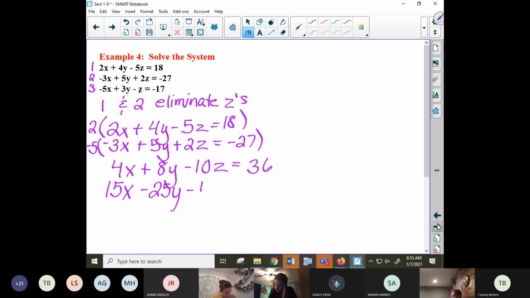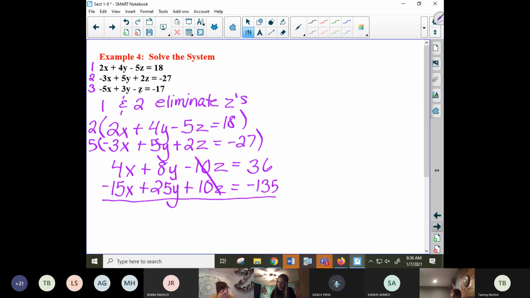I should have multiplied this bottom one by a positive 5, not a negative 5. So, sorry about that. The way I did it, I'd get them both to be negative. So, sorry, I'm going to multiply it by a 5 instead, okay? So this would be negative 15x plus 25y plus 10z equals, and if you take 5 times negative 27, you're going to get negative 135, okay?